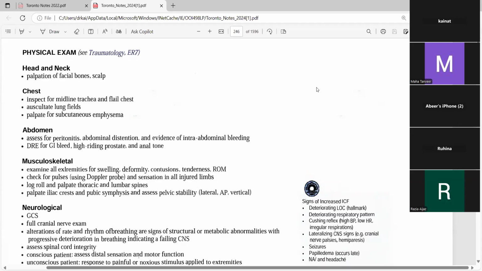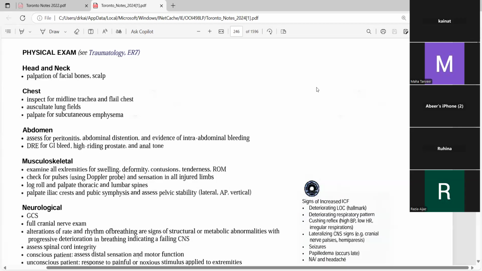So we write down bilateral equal pulses. That's why the pulses are important, not just for one limb but both limbs, especially all four limbs, both legs and both hands, and sensation in all the injured limbs, checking the neurology.